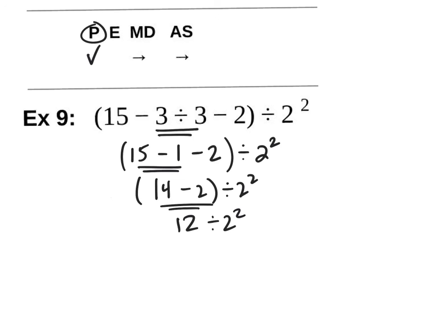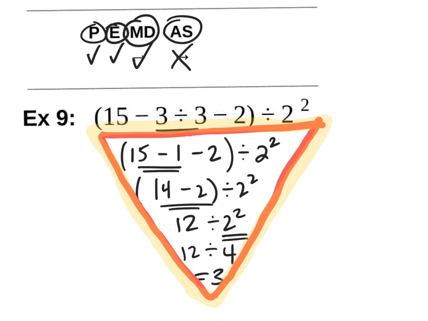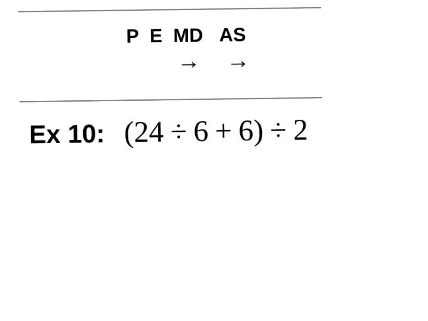Next, we look for exponents. I see 2 squared. 2 squared is 2 times 2, or 4. Write everything as it was. We are done with step 2. Move on to step 3. Multiplication and division from left to right. We've got a division to do. 12 divided by 4 is 3. So we are done with step 3. There is no step 4. Our final answer is 3. Super work. And we are on our last problem, problem number 10.